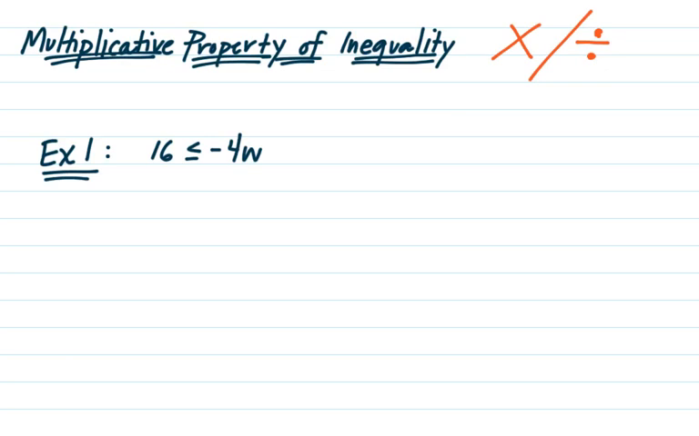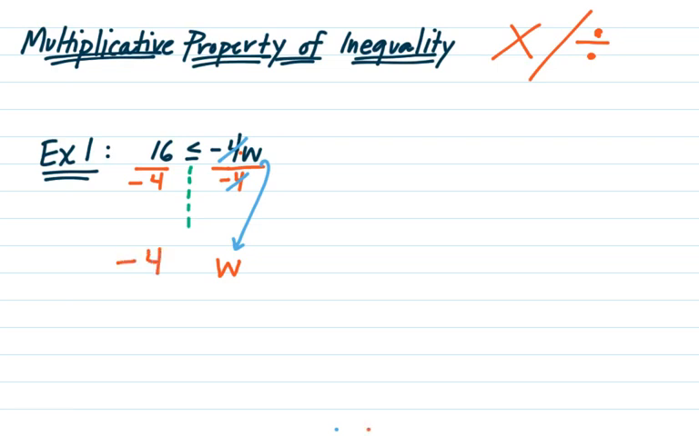Okay, here's an example. 16 is less than or equal to minus 4w. So again, just like any algebra problem, we want to isolate w. We want to have w all alone. So we're going to have to remove this minus 4. Now the opposite of minus 4 times w would be dividing by minus 4, but if we do it on the right, we must also do it on the left. Okay, so minus 4 divided by minus 4, it leaves you with w all alone. 16 divided by minus 4 is minus 4.